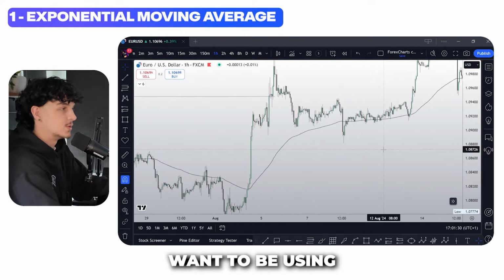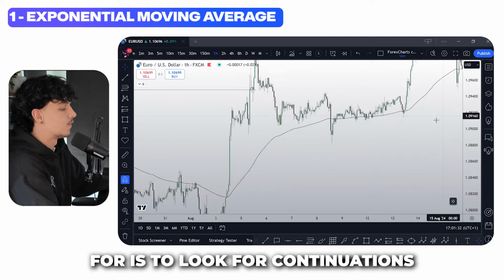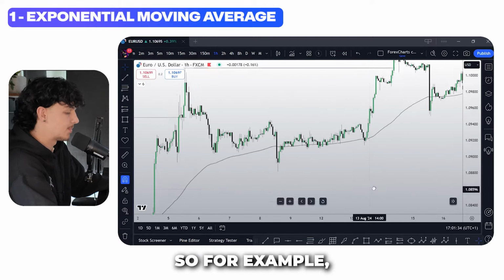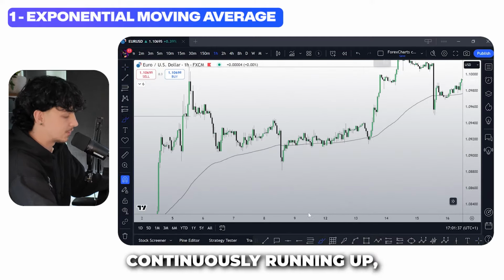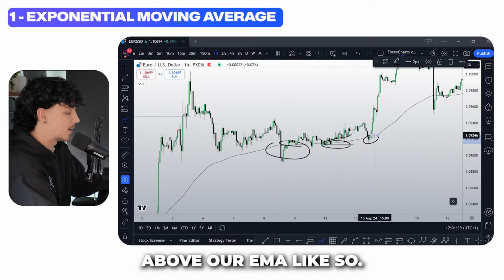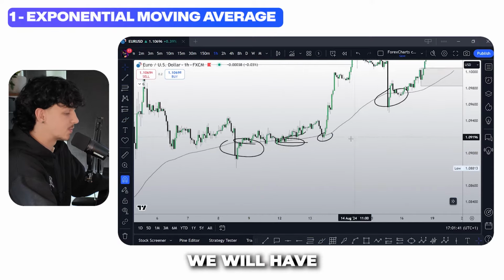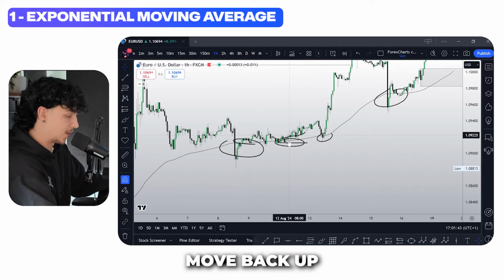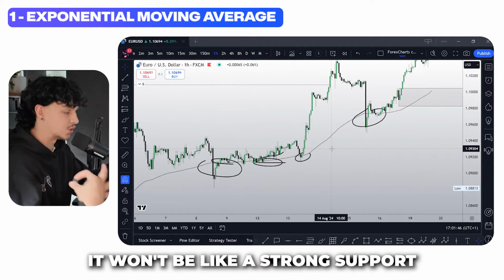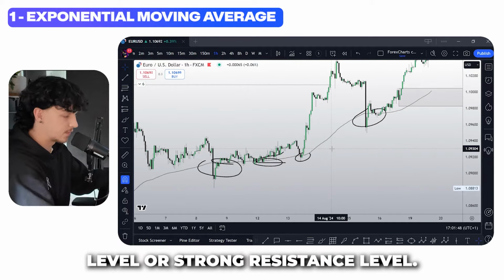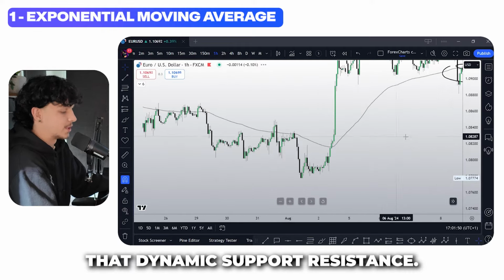And what we mainly want to be using the EMA for is to look for continuations from an EMA. So for example, if the market is just continuously running up, we want to make sure that it's staying above our EMA like so. And yes, we will have these moves down, move back up, and kind of balancing on it. It won't be a strong support level or a strong resistance level.